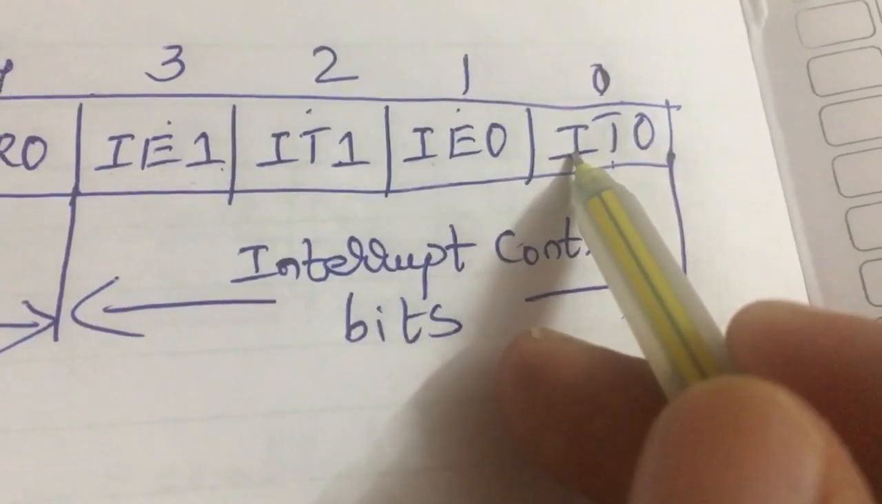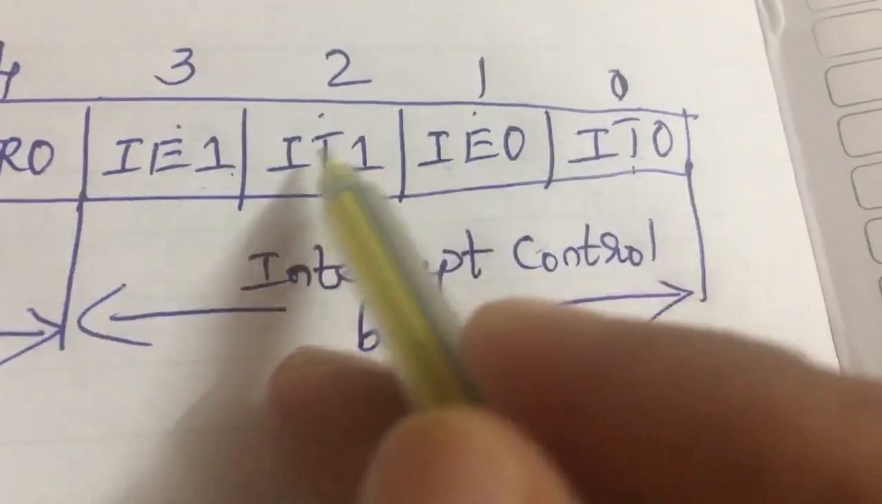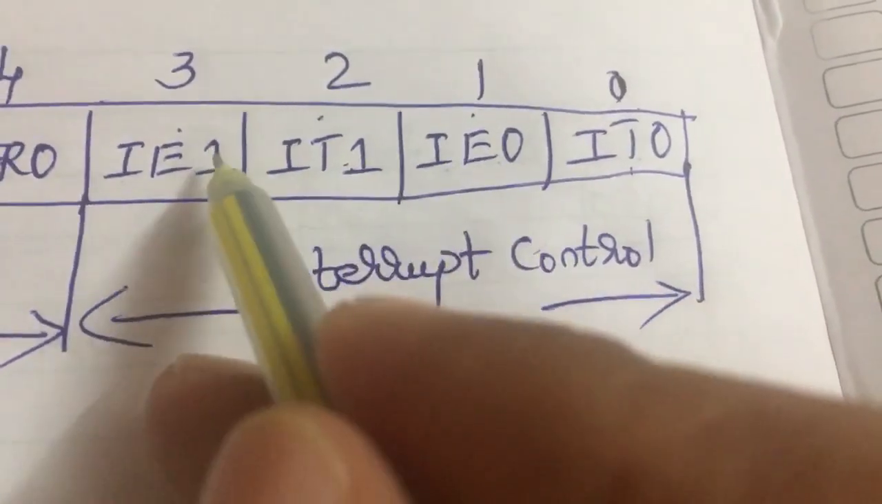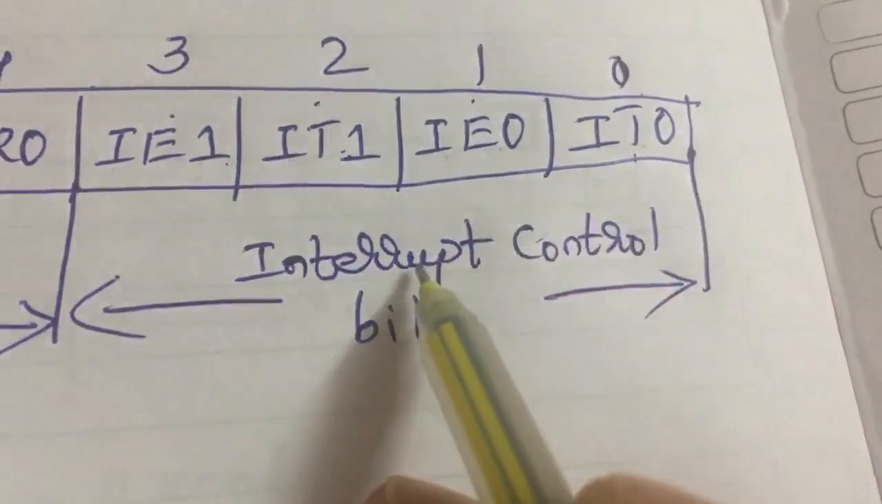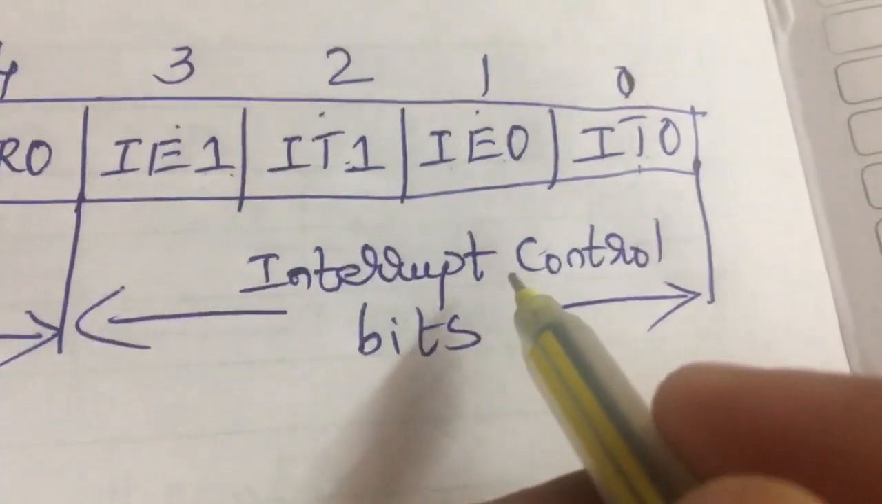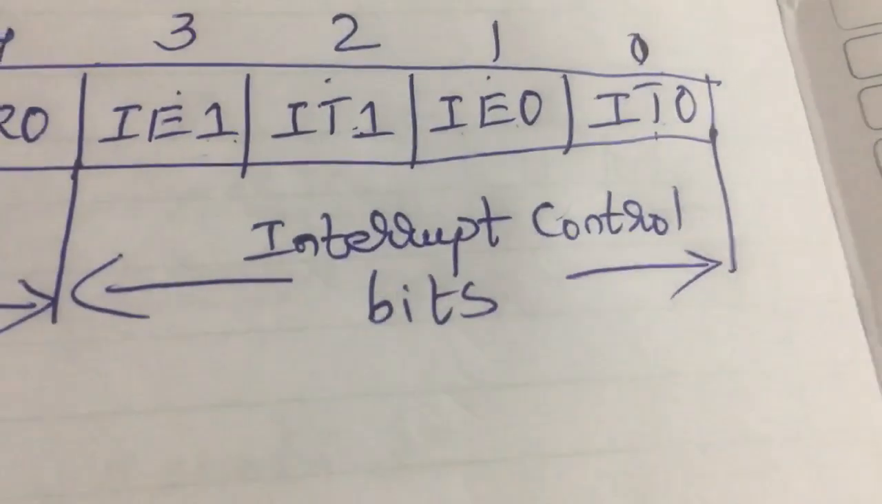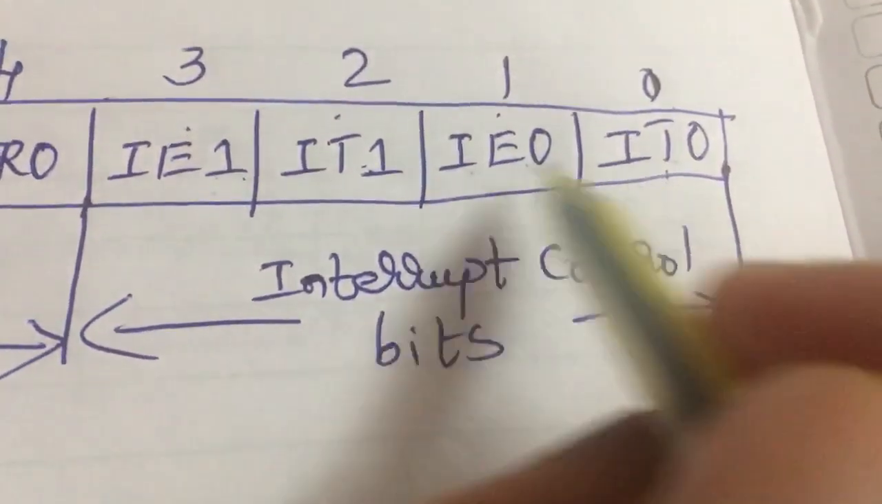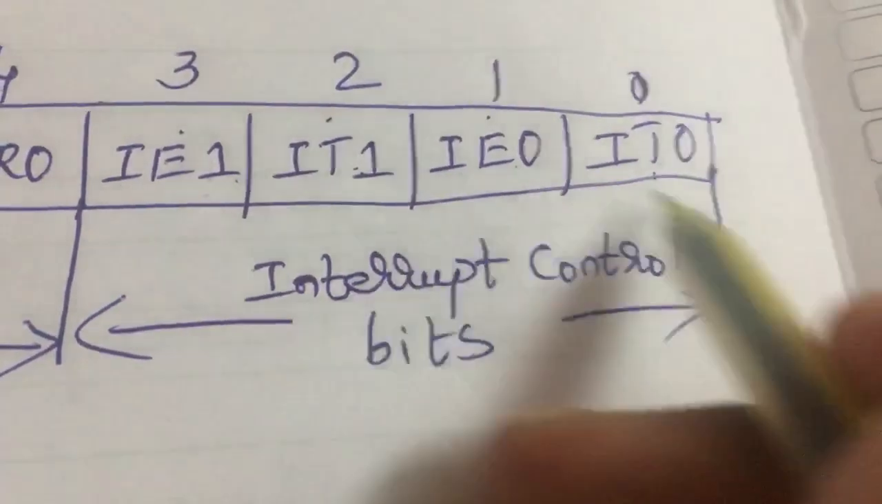Next, I stands for interrupt, T stands for timer: 0 is the timer, and there is the external interrupt. So these 4 bits are used in order to control the interrupt. We will discuss interrupts in the next chapter, but here we need to take care of these 4 bits. In detail, we will cover them in the next chapter.